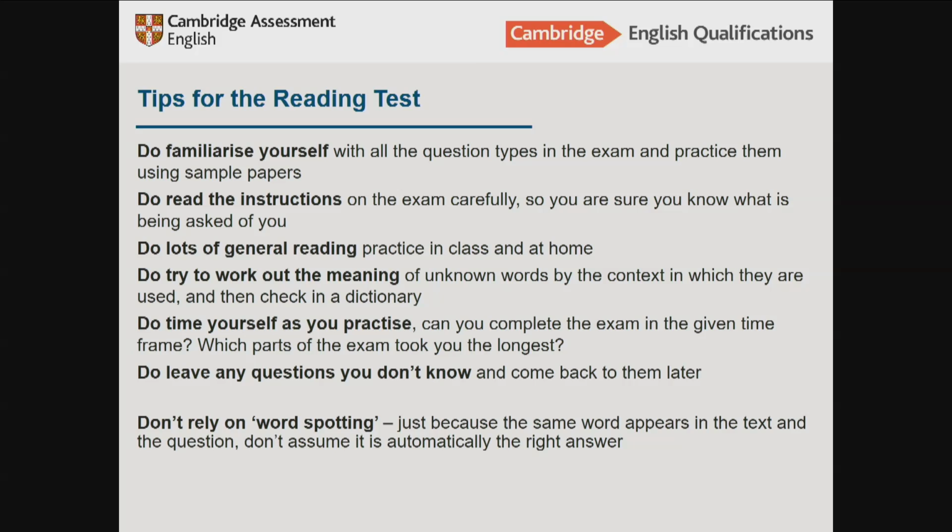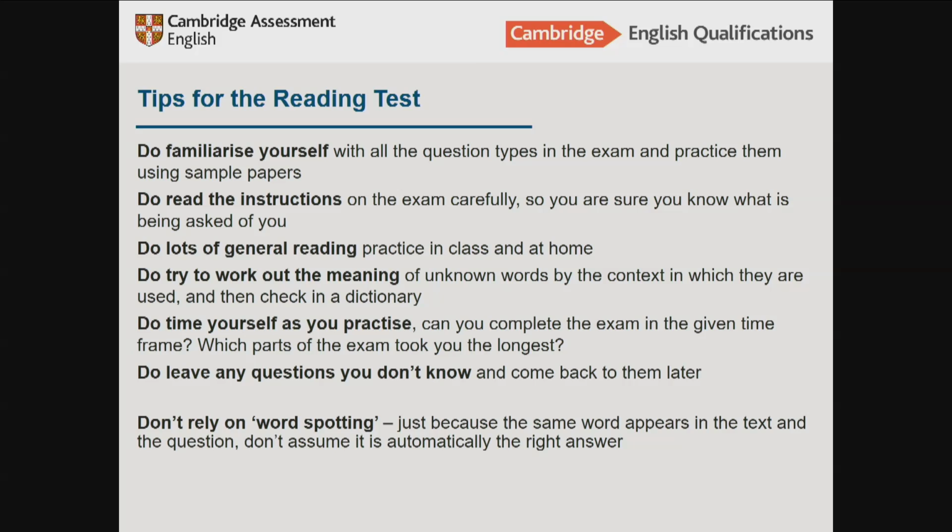You should try to work out the meaning of unknown words by the context in which they are used, and then you can check them with a dictionary at home. You won't have a dictionary that you can use in the exam, but you can learn the skills of how to work out the meaning of unknown words before you go into the exam room.